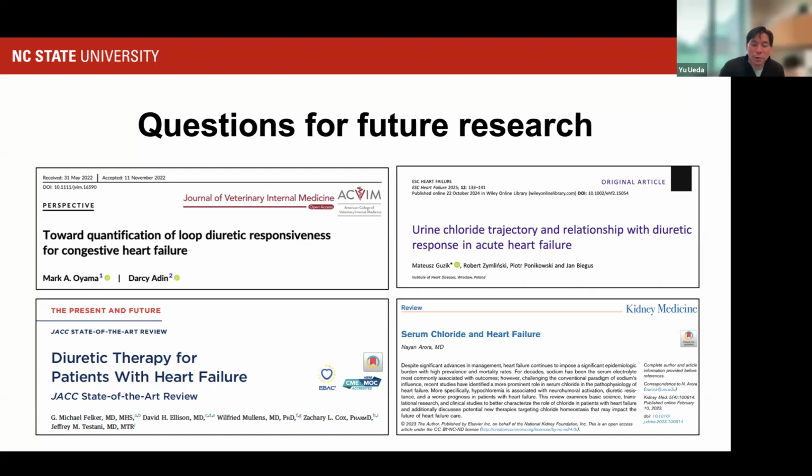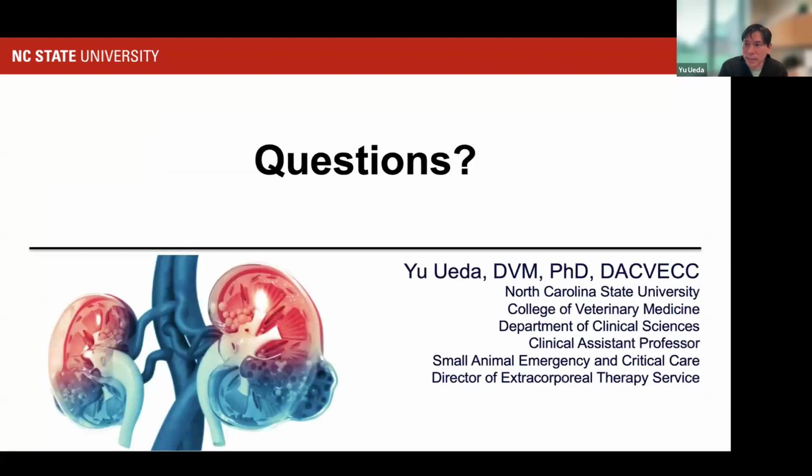And like we discussed during the discussion, there are more and more papers talking about the chloride theory of diuretic resistance, using serum and urine chloride concentrations to determine diuretic responsiveness and resistance in human patients with heart failure. So that might be something that we have to investigate more in dogs and cats with congestive heart failure. That's my last slide. Sorry, I went over a little bit, but if you have any questions, I'm happy to answer them.